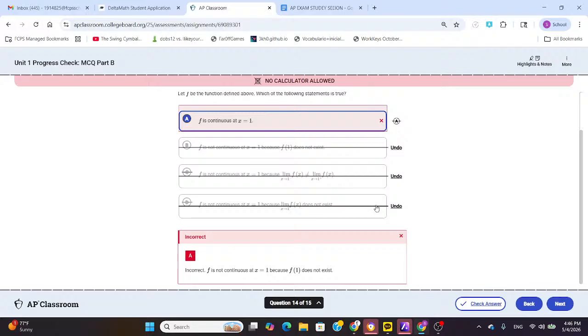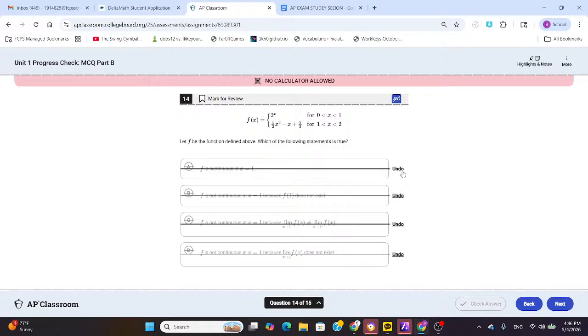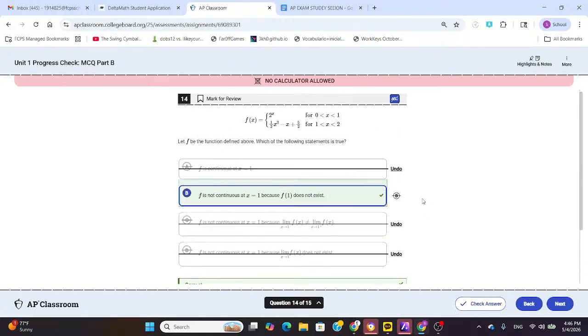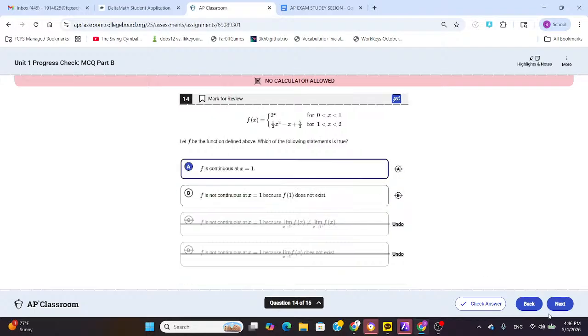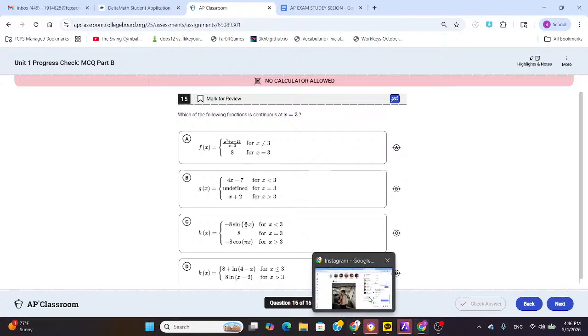F of x, f is not continuous because f of 1 does not exist? Oh my goodness. Wow, so it's B then. Wow, that really tripped me up. Oh my God. Yeah, so unfortunately, I have to do that because technically speaking, that's what I would get on the test. But wow, oh man, that's a tricky one. I mean, that's not even tricky at all. I just completely forgot.